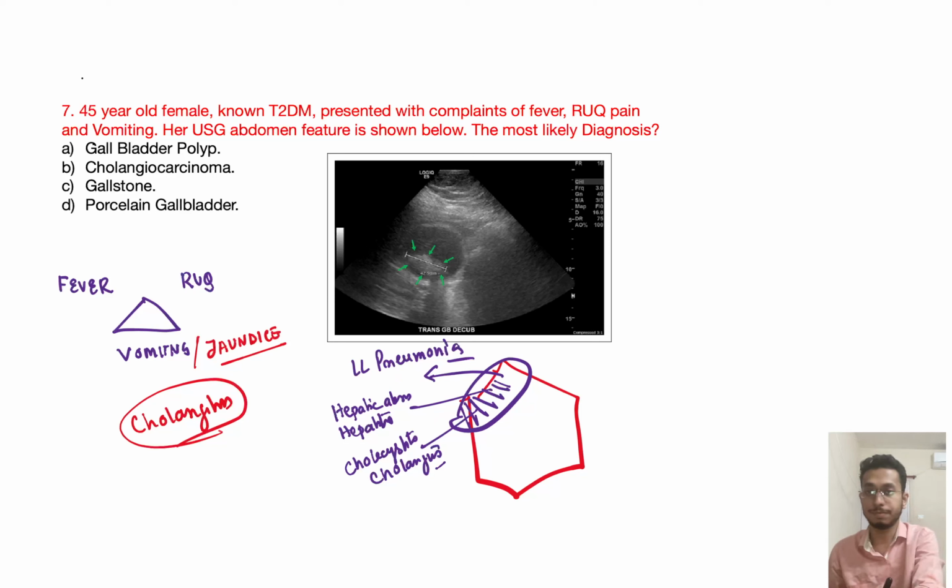Now, with the differential diagnosis of pain, fever and vomiting, there is no history of jaundice, so cholangitis is easily ruled out. Hepatic abscess and hepatitis will have other associated features; hepatitis will have jaundice, hepatic abscess might have jaundice, and lower lobe pneumonia will have complaints of breathlessness, cough, etc., which are absent here. So, it is almost going towards cholecystitis.